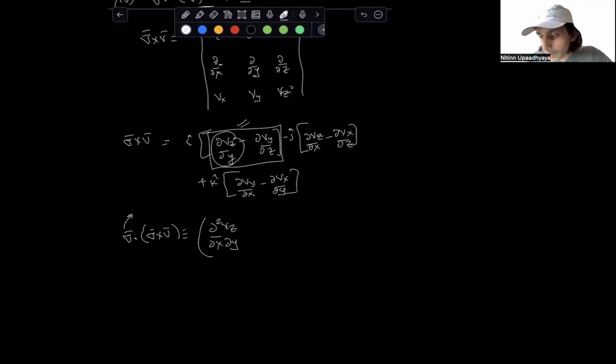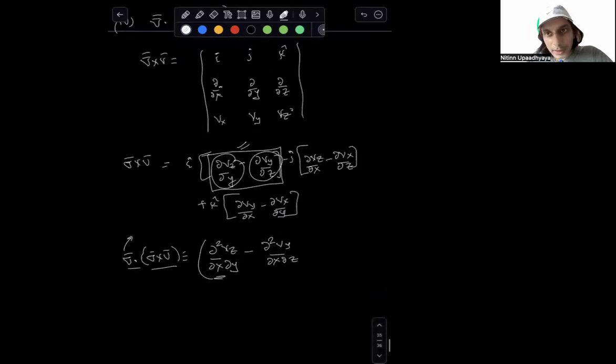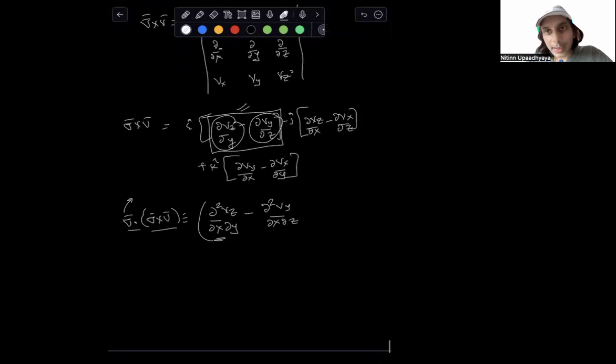So we have ∂Vz/∂y, and we take its partial derivative with respect to x, and that gives us ∂²Vz/∂x∂y. Minus, we'll have the x partial derivative of this expression, which will give us ∂²Vy/∂x∂z. Now remember, this is the divergence of the curl, right? And when we work out all the expression, it'll give us a scalar, so we don't have any ijk's remaining after we've taken the dot product.